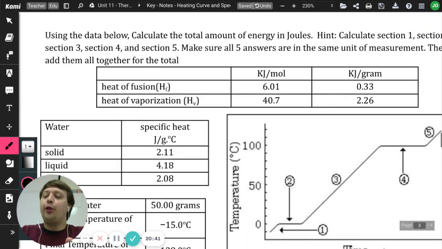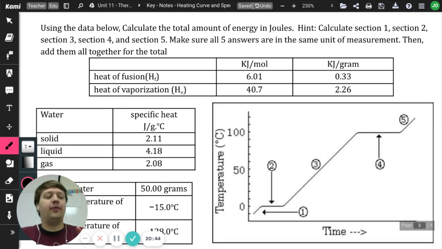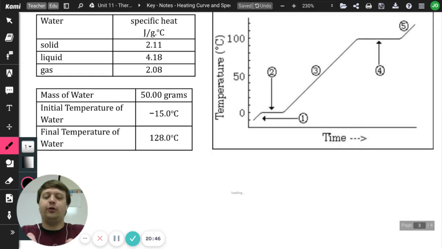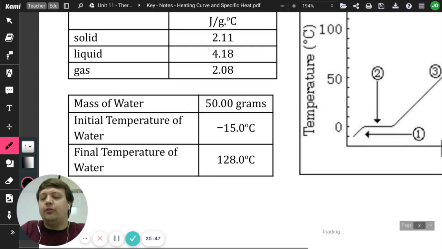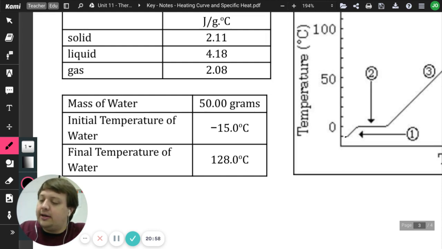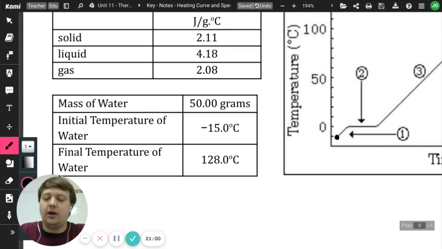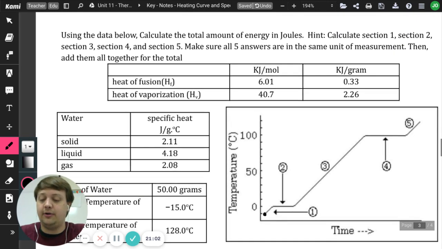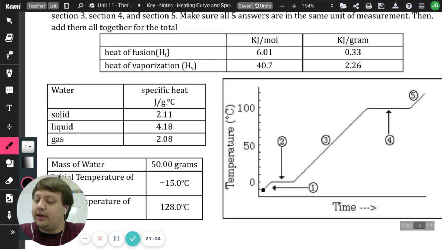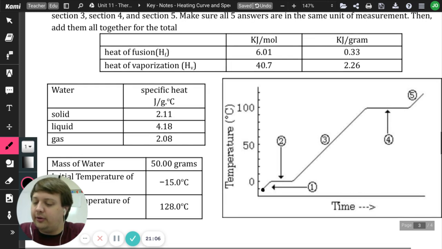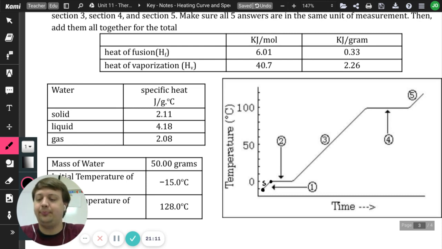Now, looking at our problem that we had before. So this is the data they gave us. The mass of water was 50 grams, the initial temperature of water was negative 15 degrees Celsius, and the final temperature was 128. So I started here at negative 15 on my heating curve, and I continued until I hit 0 degrees. And that is all solid.